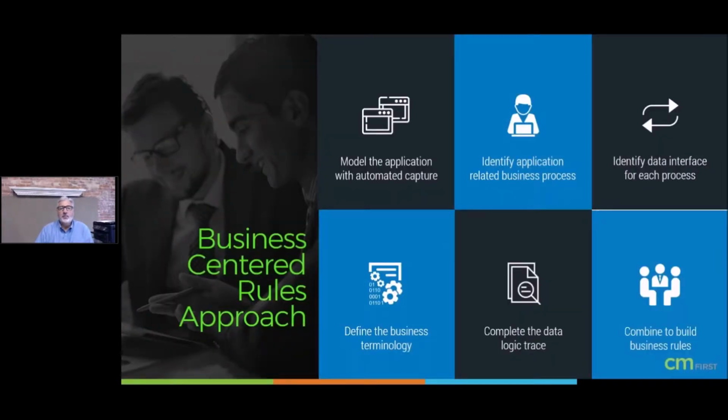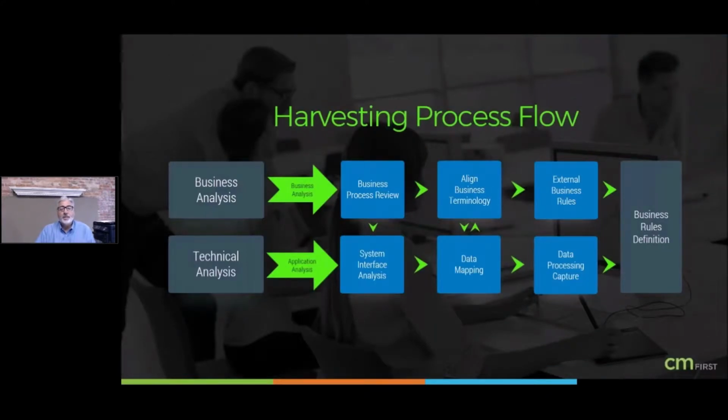Our approach is to focus on a business-centered approach to this, and that is to, of course, model the application using evolveIT to identify the application-related business processes. This is a key element we'll talk about, where we get an understanding of how the business sees and understands the data that we're working with. And then we identify the interfaces, the actual data in those data structures that are being used, and then we will define the business terminology, capturing the meaning from the business perspective. Then we'll use our code slice technology to complete what we call a data logic trace to understand those paths, and then we'll combine this information into business rules. We consider this a dual path process, so the business analysis is very important to the process, and also the technical analysis. As you can see throughout the process, the information is fed in both directions to enable the business rules to be defined.